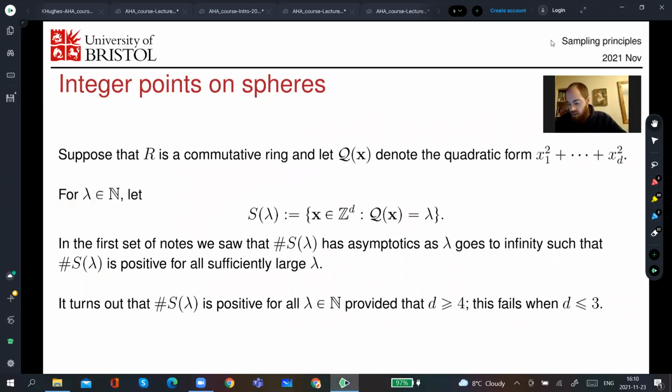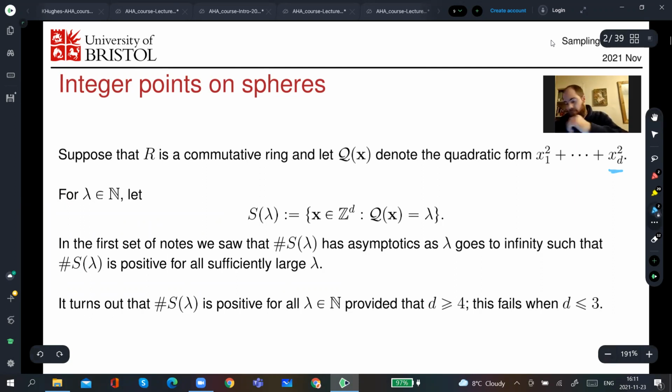So we had introduced this quadratic form that was the sum of squares, and we were using it to count integer points on a sphere of radius square root of lambda, right? And we saw before, using the circle method, how to count a given asymptotic number of solutions as lambda goes to infinity as soon as we have 5 or more variables. That is, d is greater than or equal to 5, right here.